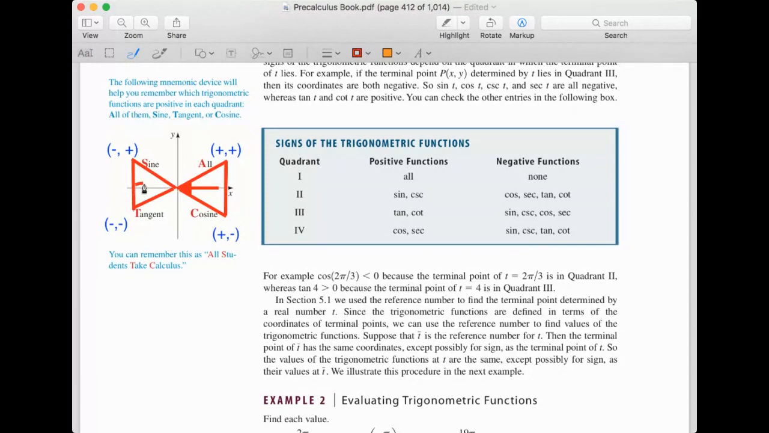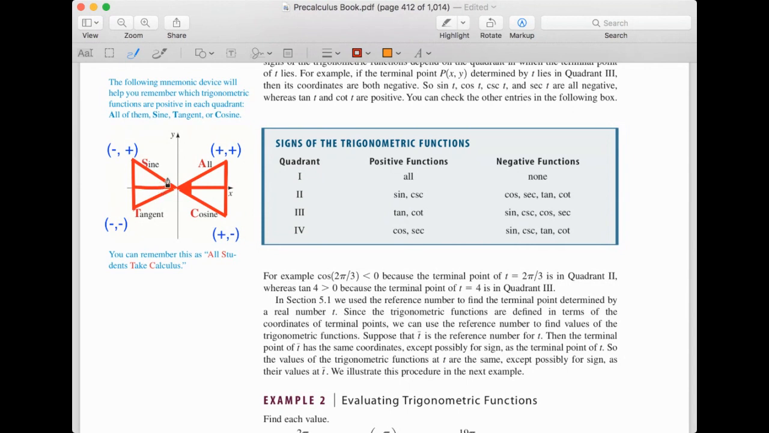Just make sure we have 4 triangles. Okay, those are 4 triangles. So x positive, y positive. So sine, cosine, all 6 trig functions are positive. But let's see the second quadrant. Second quadrant, x value is negative. So that's why only sine is positive.